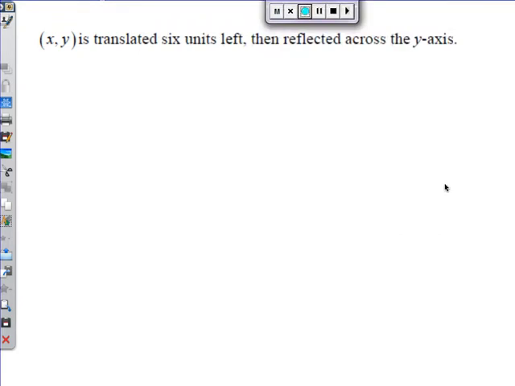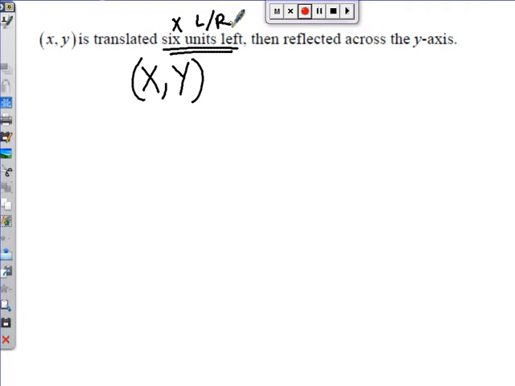Okay, if you're given a point xy, and you'd like to translate that point 6 units left, you're going to have to adjust your x value because x values move left and right. So what you're going to do is take that x value, and to move it left, you're going to subtract, and you're going to make that x minus 6. So that would be the answer if the question ended right there. Since it doesn't, you have one more step.